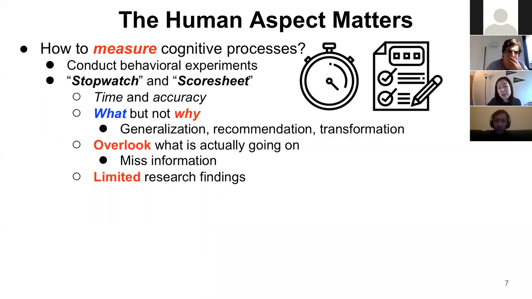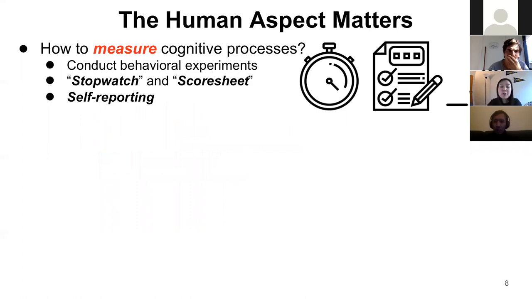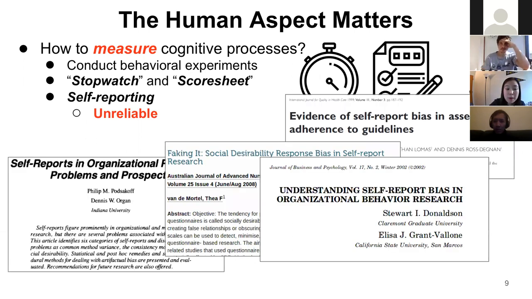However, when our target research subjects are humans, these measures can only explain what happened, but often fail to explain why it happened. This makes it really hard for research generalization, recommendation, and knowledge transfer. It may overlook what is actually going on behind the scenes and result in limited findings. That's why people also use another approach, that is self-reporting. Self-reporting is very commonly used to collect information on people's opinions. It's still a super powerful tool for us. However, self-reporting may not work equally well in all contexts. Research has shown that human biases in self-reporting may hurt the reliability of the results.